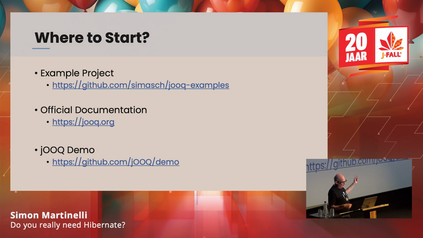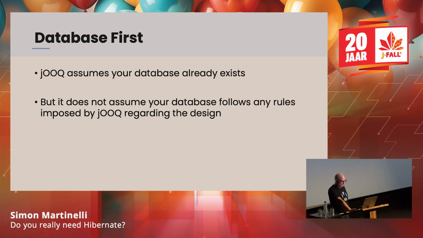How can you start? We have an example project. It's on GitHub. CMAS.ch is my GitHub user, and there are jOOQ examples. You can see that. And there's an official documentation for sure, and there is also a huge demo in jOOQ where you see all the features. We will not look at all the features. I want more or less just show you how it works, that you get a first impression how you could use that. The big difference between using JPA and jOOQ is also the approach how you treat the database. jOOQ is database first.